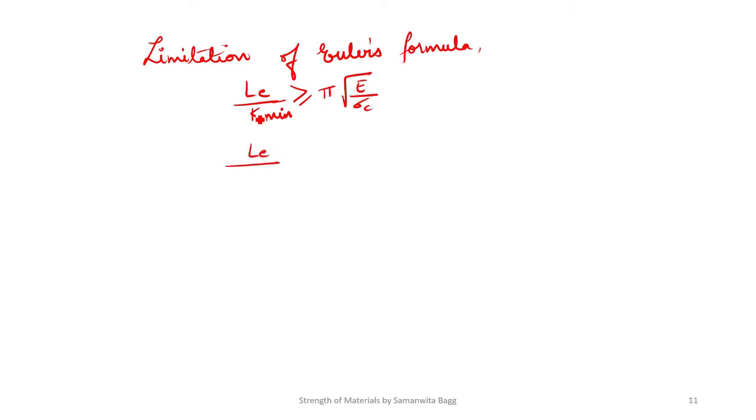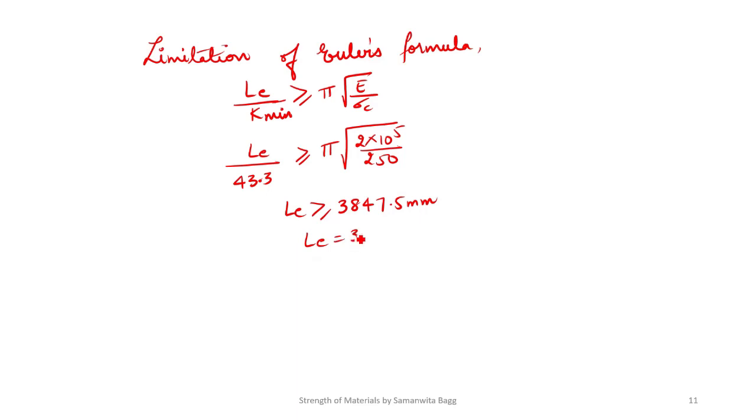LE I do not know. K minimum I just found as 43.3 should be greater than or equal to pi root of 2 into 10 raised to 5, and sigma C is given as 250. Now when I solve this, I get LE to be greater than or equal to 3847.5 mm, which means I can take LE as 3847.5 mm from here.